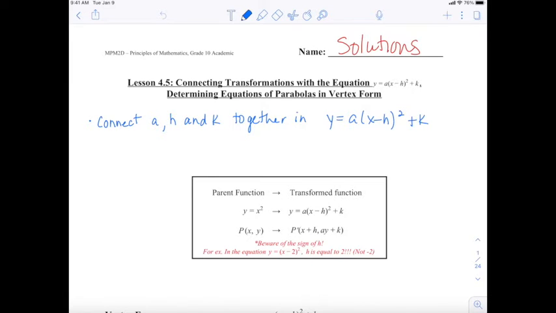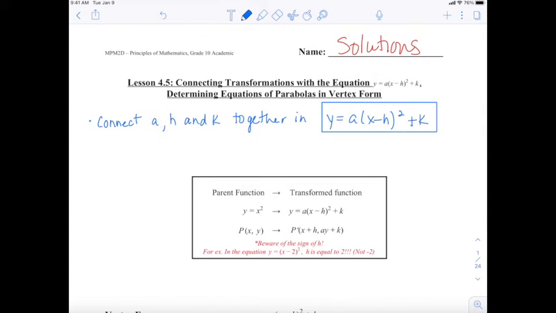Okay, so in lessons leading up to 4.5, we have explored a, h, and k and how they manipulate our parent function, but we have only done these variables one at a time. In lesson 4.5, we're going to connect them all together and graph them all at the same time. We're also making a big connection between a, h, and k and the formula for a general parabola, which is this one. So this is the big guy here. This is the thing you have to know this unit.